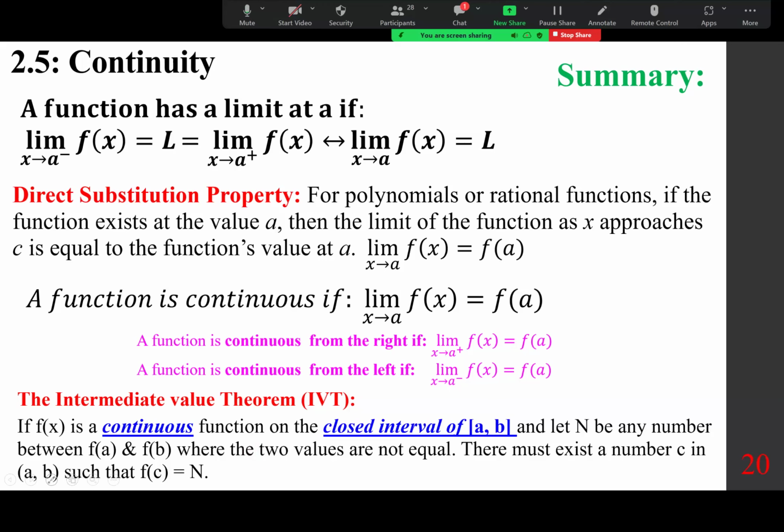Now, the concept of a direct substitution, in short, everybody, every function that has been studied in pre-calculus is a continuous function in its domain. And the key is the domain. So you should know what the domain is when you look at a function.